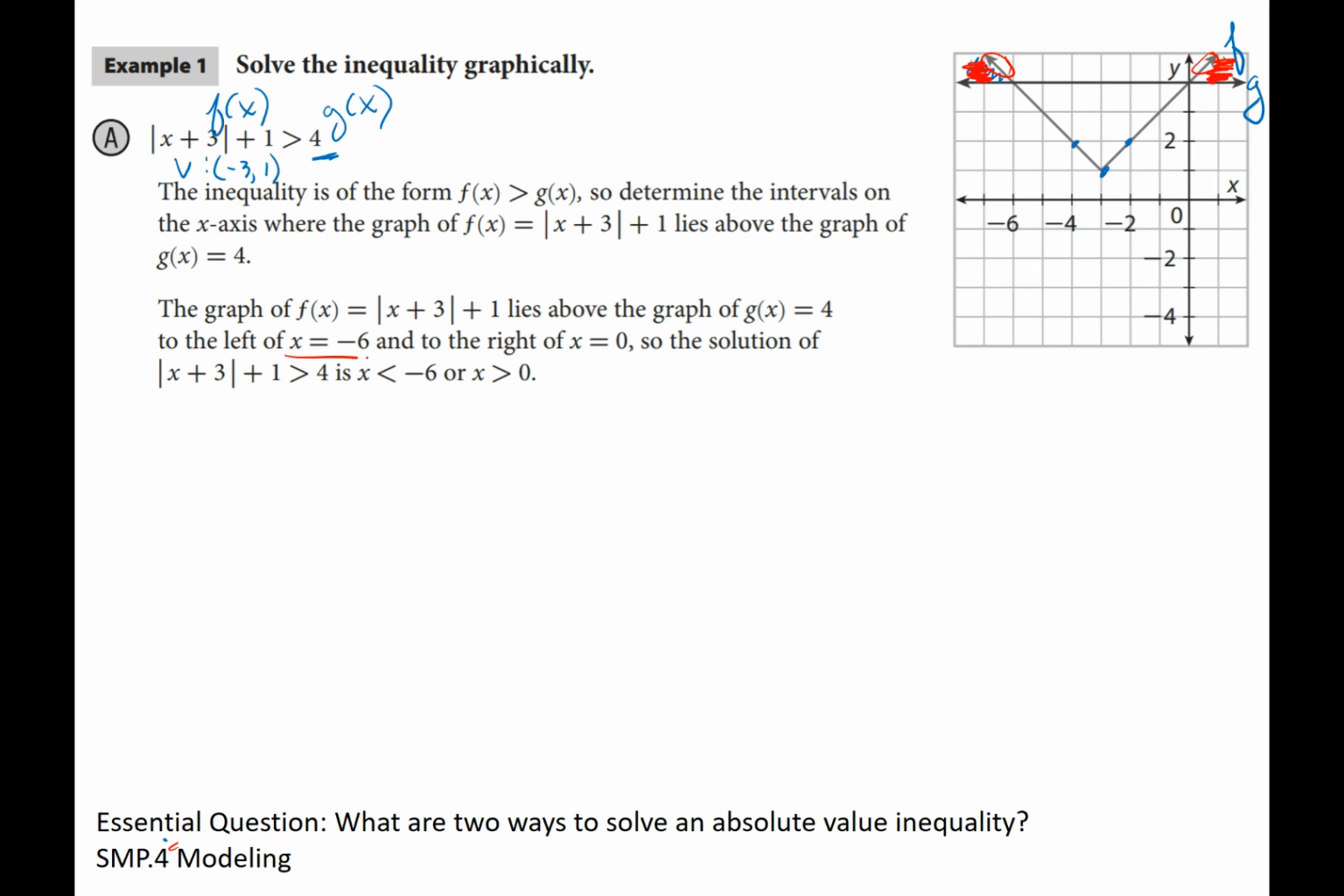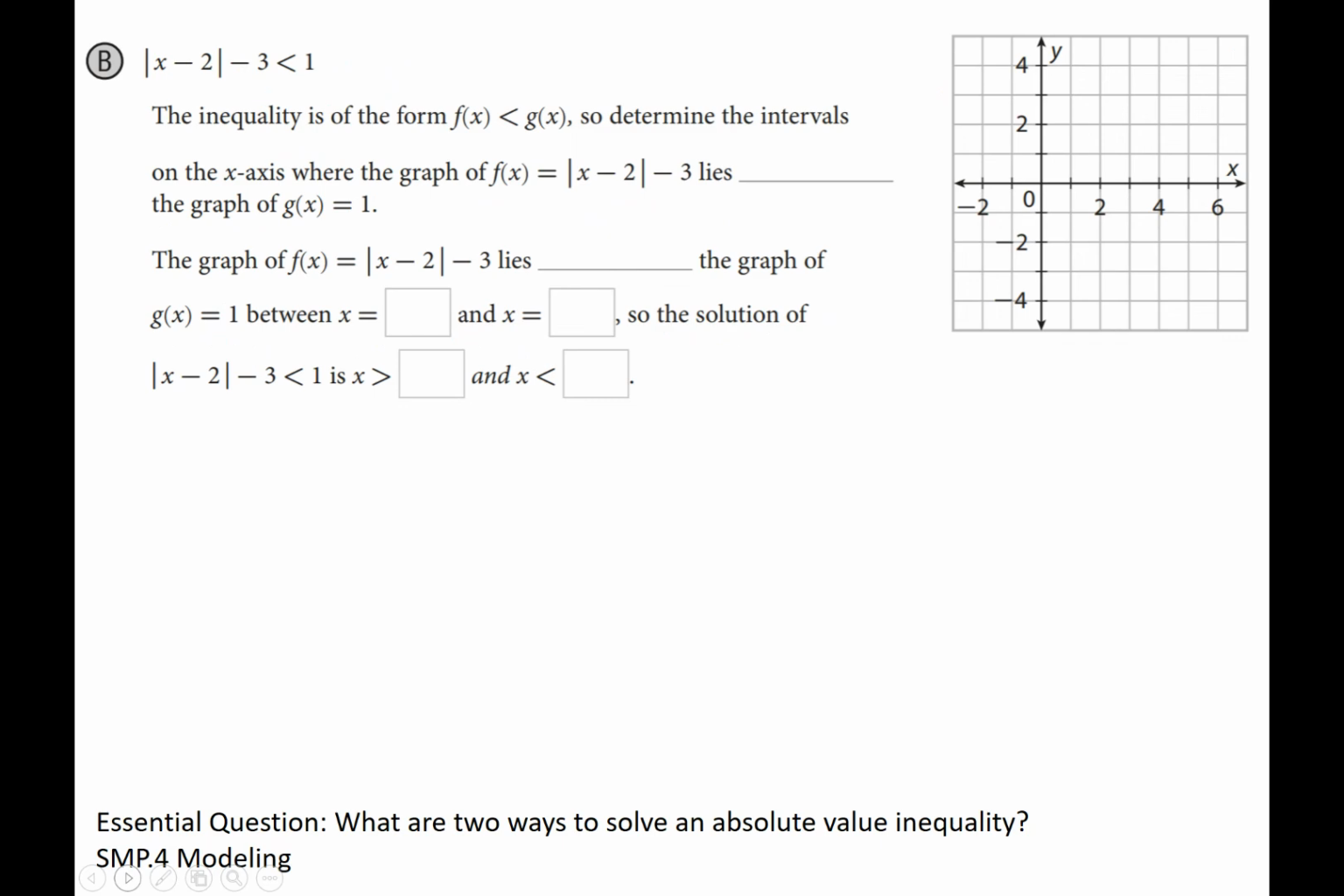To the left of x equals -6, and to the right of x equals 0. And we're literally reading those points right off the graph where they intersected. And notice it's just the x value. So the solution is x less than -6 or x greater than 0. So really the x less than -6 is there, and the x greater than 0 counts for that piece.